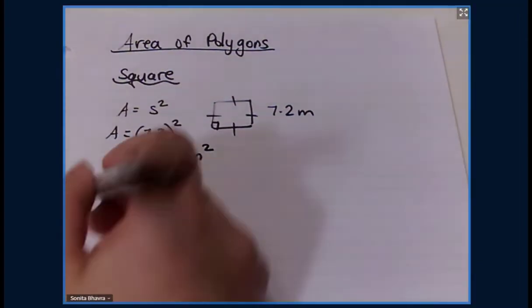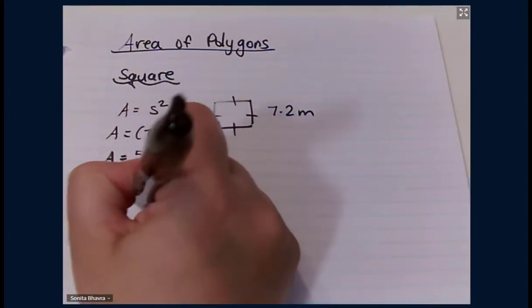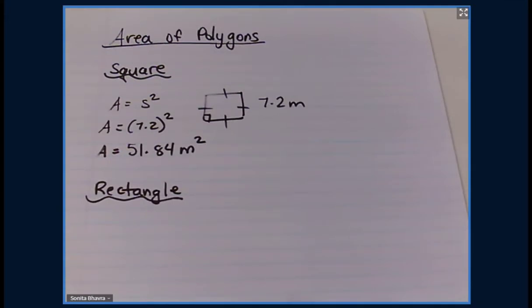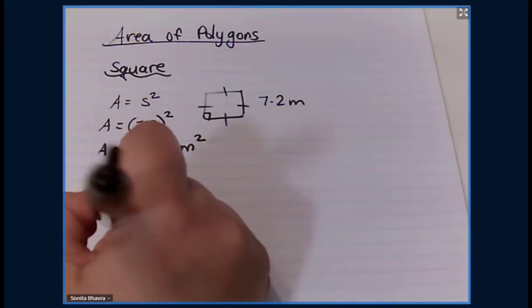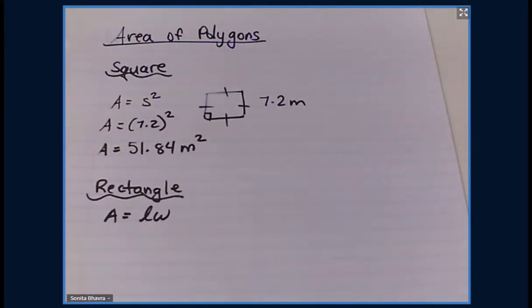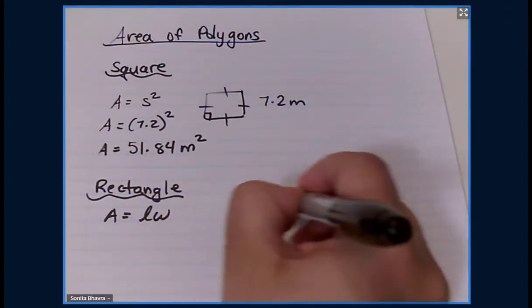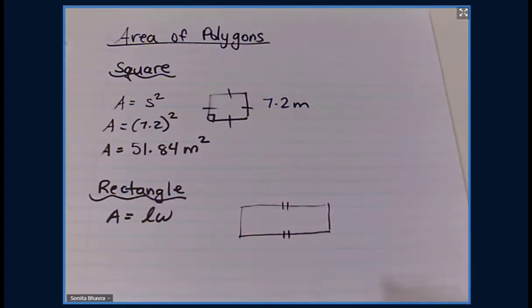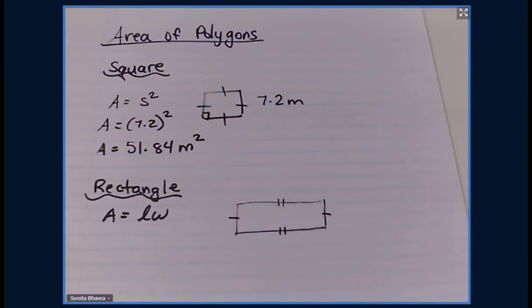All right, next is the rectangle. And the formula for a rectangle is area is equal to length times width, represented by LW. So if we have a rectangle like this, we know that these two sides are the same measurement and these two sides are the same measurement in a rectangle.